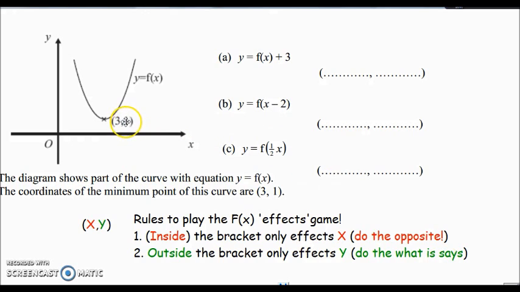Well, the y value here is 1. If I add 3 to that, it's going to give me a 4. So that's 4. There were no instructions inside the bracket, so the x part remains unchanged.